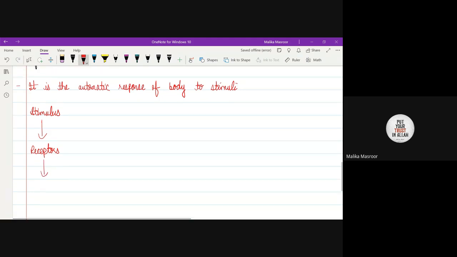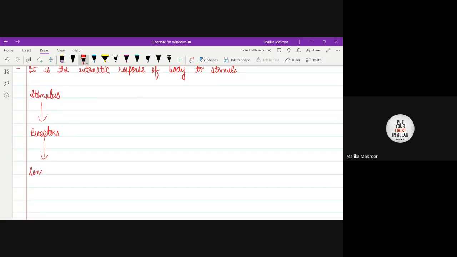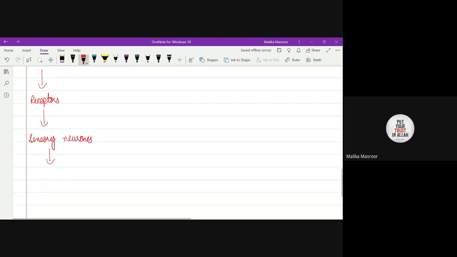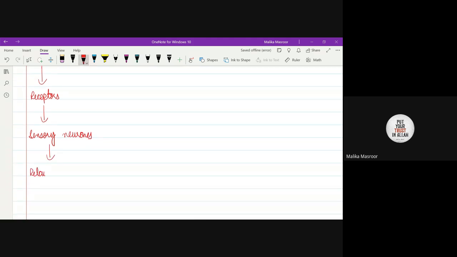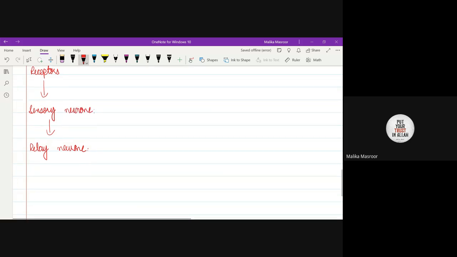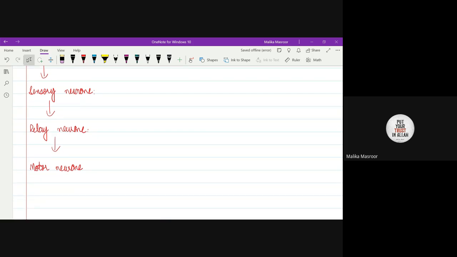Then they send signals to sensory neurons. Sensory neurons receive impulse from receptors. They then give it to the relay neuron or interneuron, just like relay races you have in your sports day. These basically transmit the impulse from sensory to motor neuron. Motor is the one that performs the action. It is also called your effector. I told you it's either muscle or gland. In this case, it's a muscle, right? So it provides a response to effectors, that is muscles or glands.